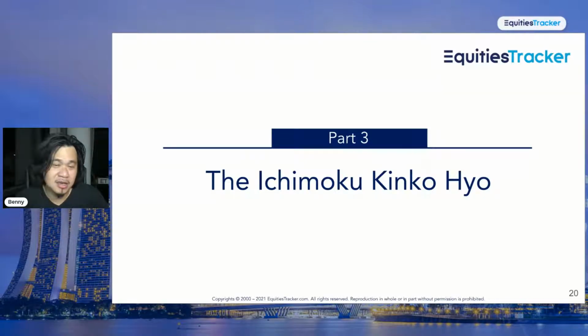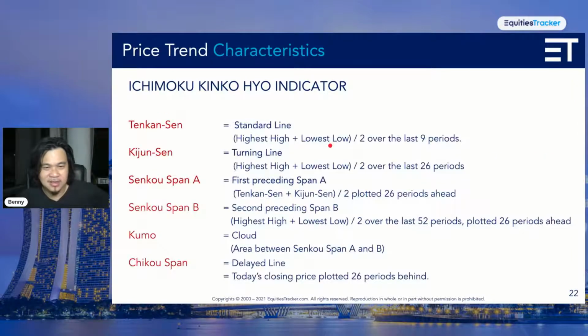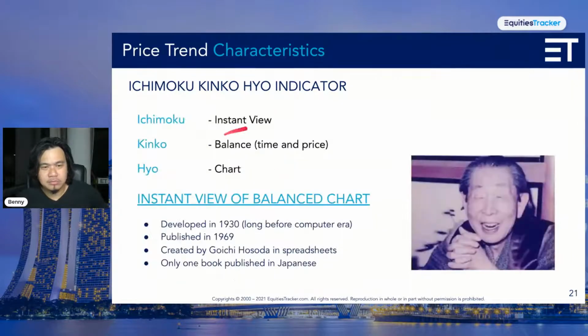Okay, and this indicator is not new. Okay, this indicator has been used for a very long time. Okay, let me introduce you to this indicator, right? So again, the Japanese word Ichimoku Kinko Hyo simply means an instant view of a balanced time and price chart.